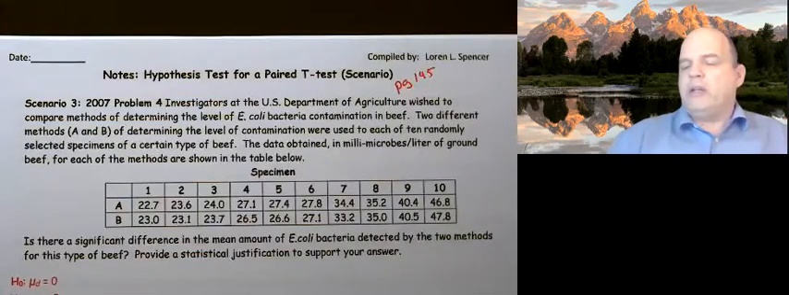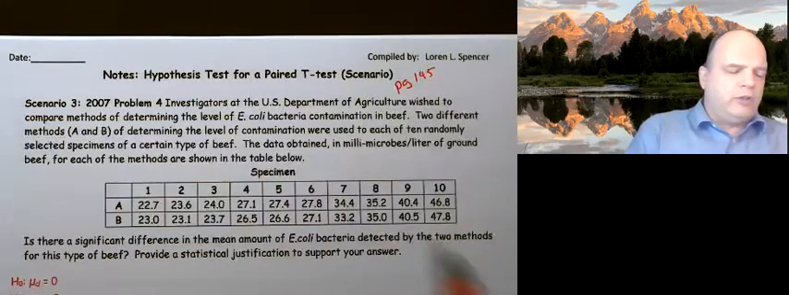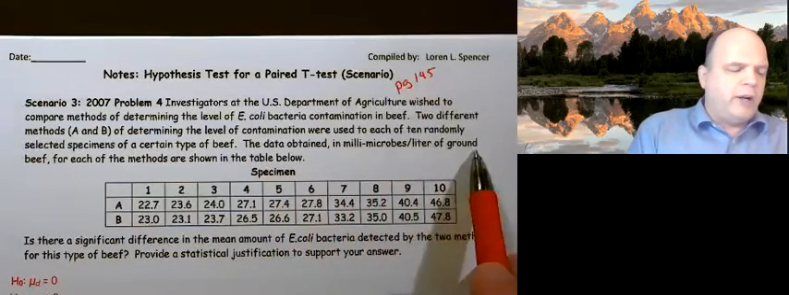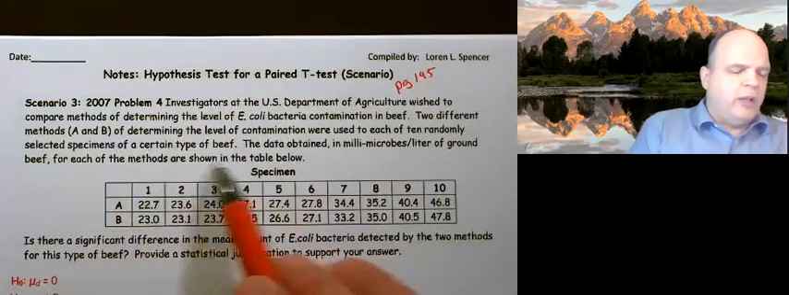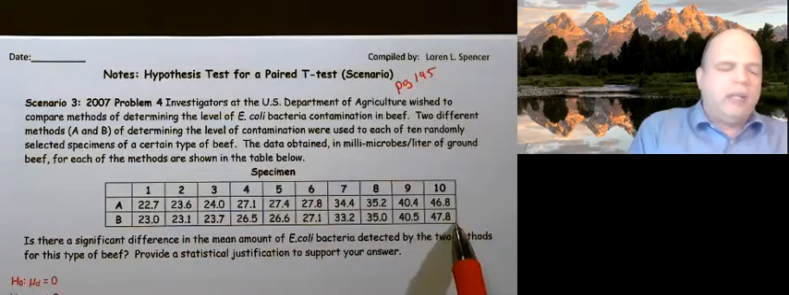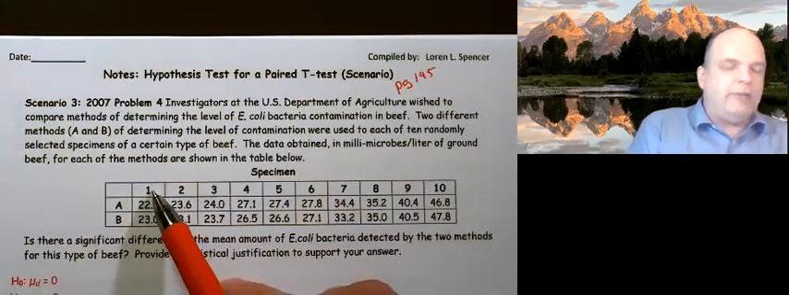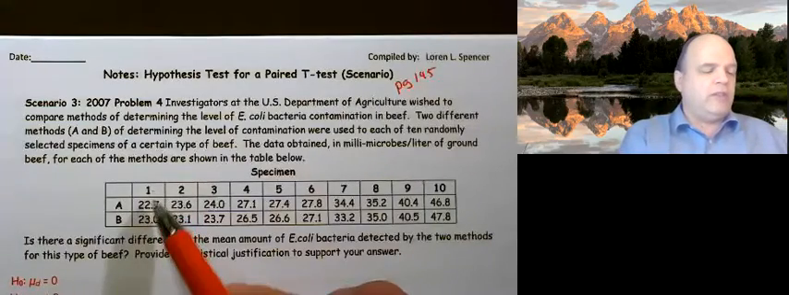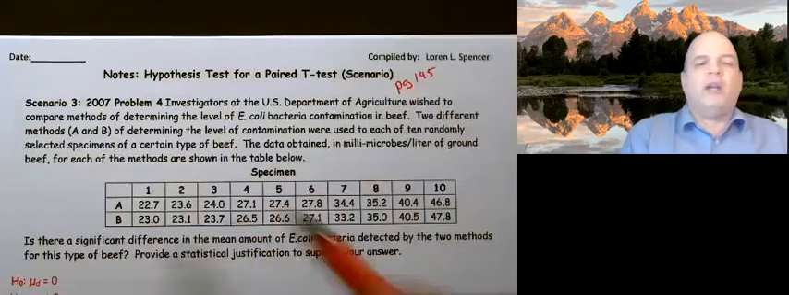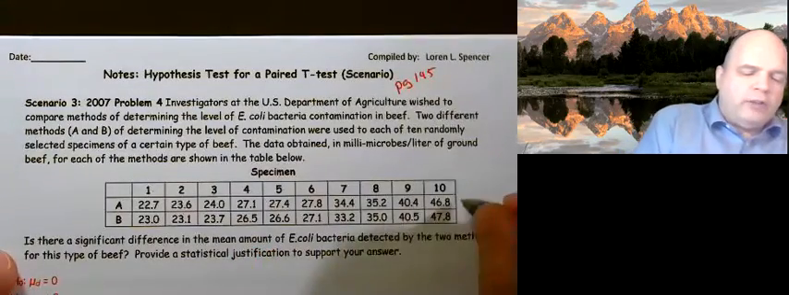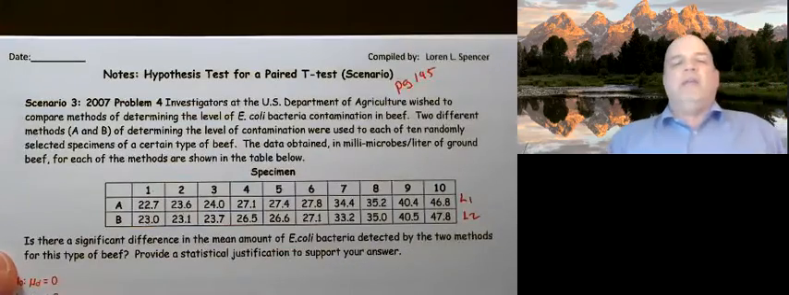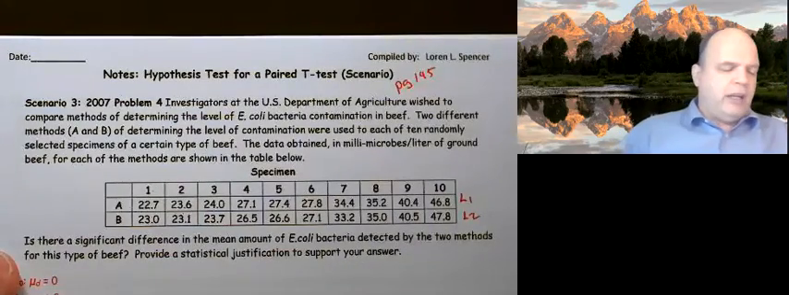Now I'm going to look ahead, continue on to see what my data looks like. The data obtained in millimicrobe liters of ground beef for each of the methods are shown in the table below. So we look and we go, hey, we have data of the same length, and beef specimen 1 was tested twice. Beef cut 2 was tested twice. Beef specimen 3 was tested twice. So everything was tested twice. So this leads me to believe that we have paired data, so we can use the paired data.